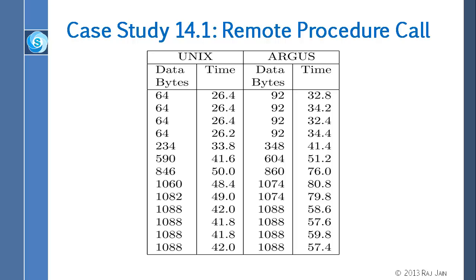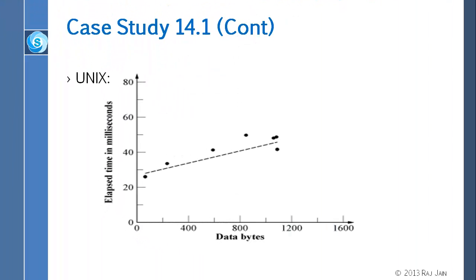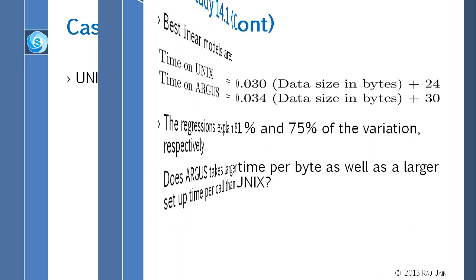And obviously these are not paired observations because these values are different, right? And when they said 92 on this machine, it took 32.8 and so on. These people decided to do 2 regressions. The first regression is for Unix and the second one is for Argus. Now we could all question the validity of the model here, but I will show you in more detail later how to test the validity. But for now, let's just work with these 2 linear models.